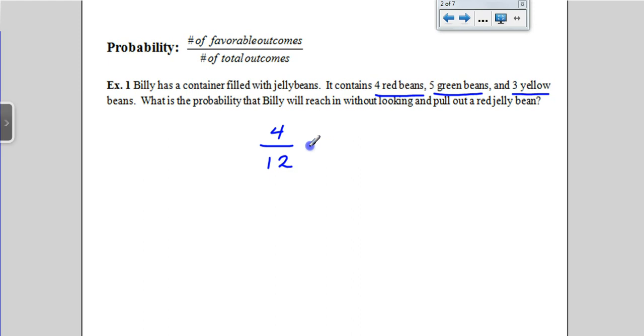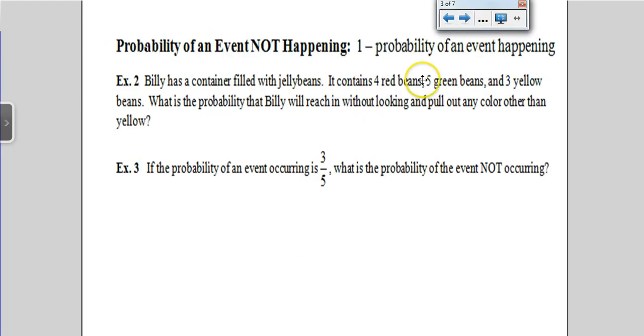Now, never, ever, ever would the ACT want you to put an answer of 4/12. They always want you to reduce that, which you could either do in your head or math enter on your calculator. So our answer is 1/3. They always want probability as a reduced fraction.